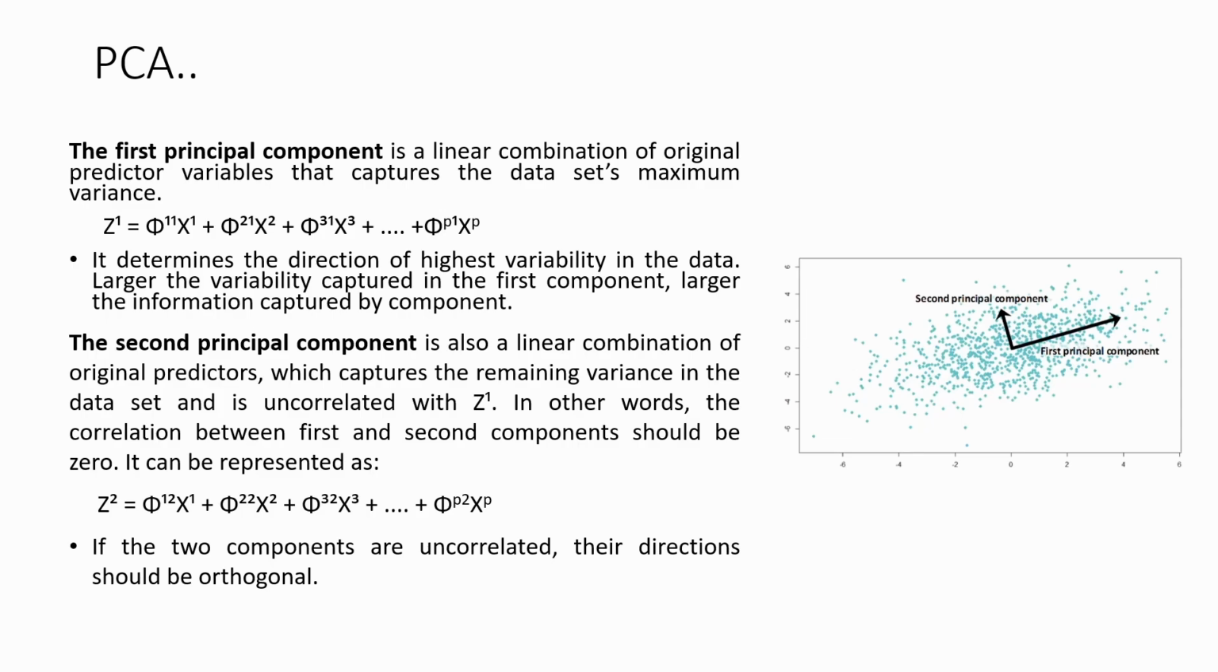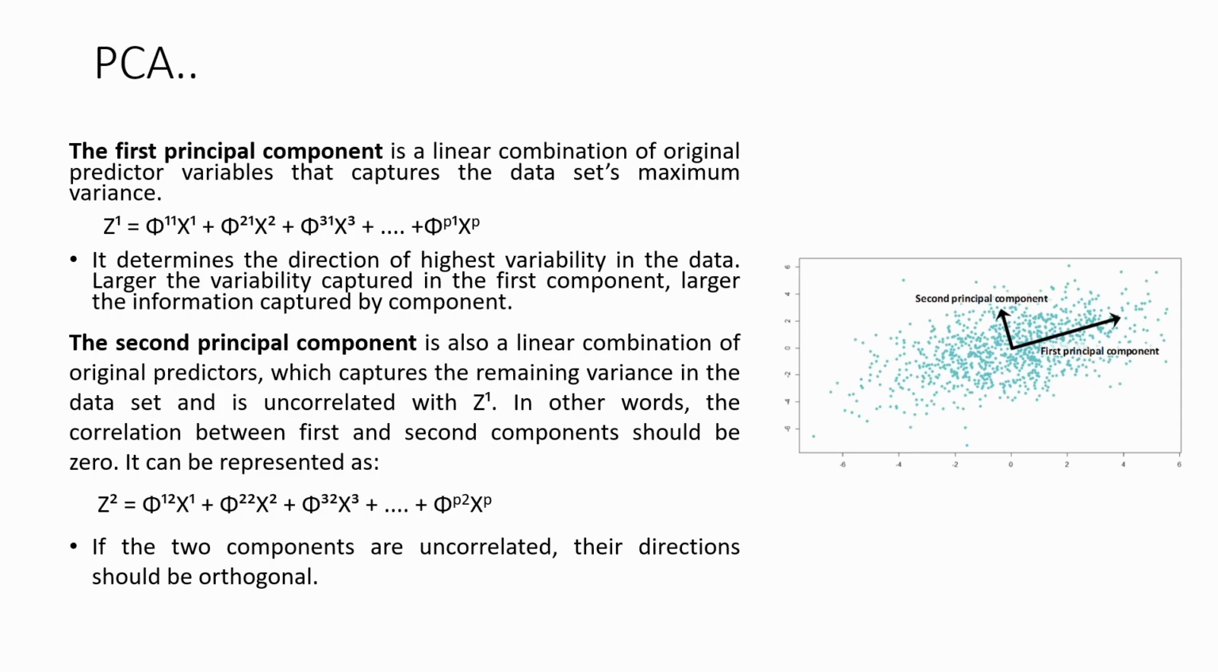As I already said, it is a linear combination of the original input variables that captures the dataset's maximum variance. We can represent it as, suppose this one here, as z1. This is one linear combination of variables. It determines the direction of highest variability in the data. So the larger the variability captured in the first component, the larger the information captured by the component. The second principal component is also a linear combination which captures the remaining variance, but it won't have as much variance as the first component. The first principal component has the maximum variance.